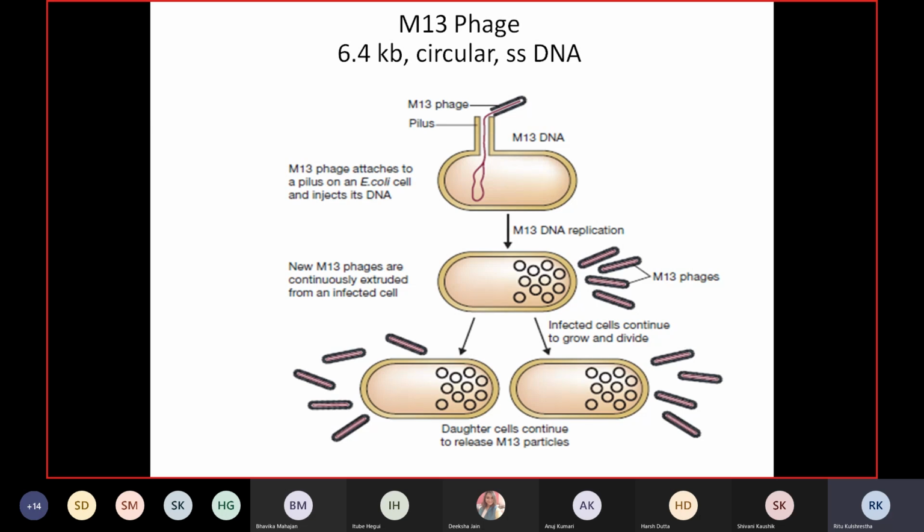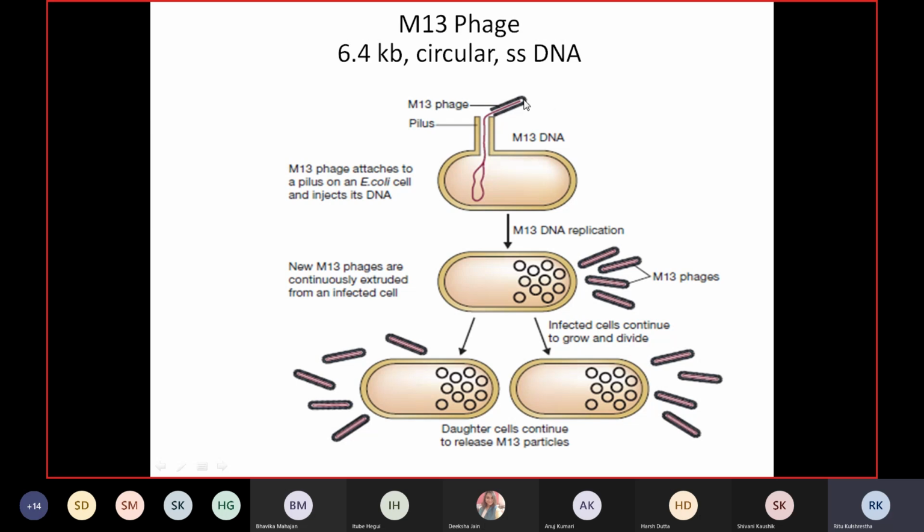Now coming to M13 phage, and why am I discussing it? It is not because they have very high cloning capacity. No, they don't. They have comparatively very low cloning capacity, meaning the size of the DNA that can be cloned. But they are required when you want to harvest the single-stranded DNA for a particular segment of DNA of your interest. M13 phages are circular, single-stranded DNA phages. When I told you how to harvest DNA from various sources, I had also told you about M13 phages, very briefly.